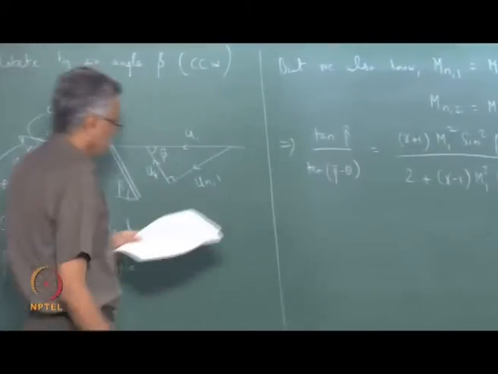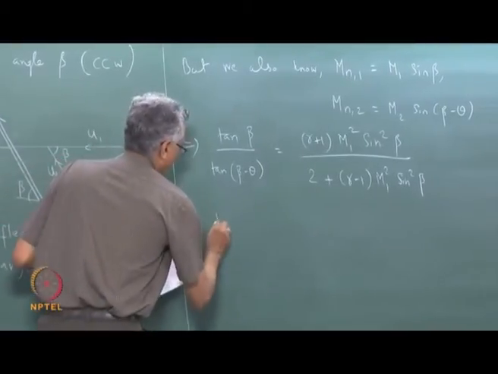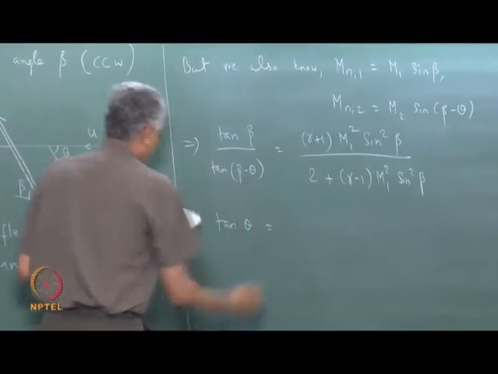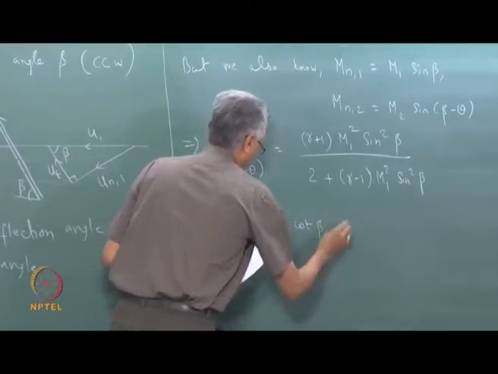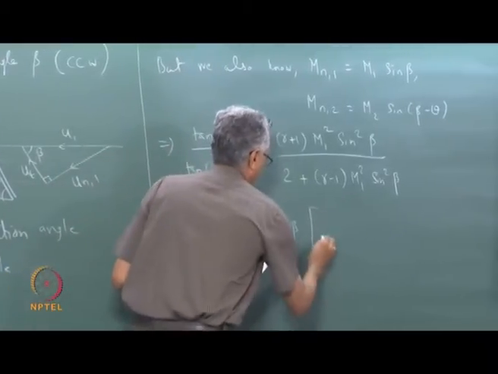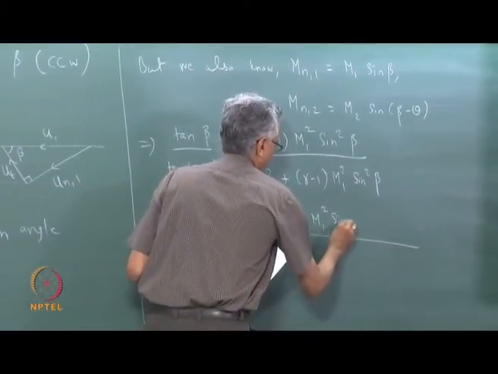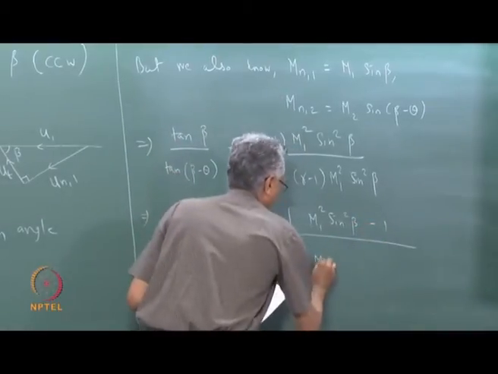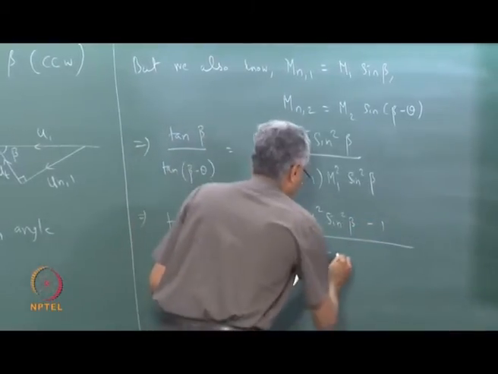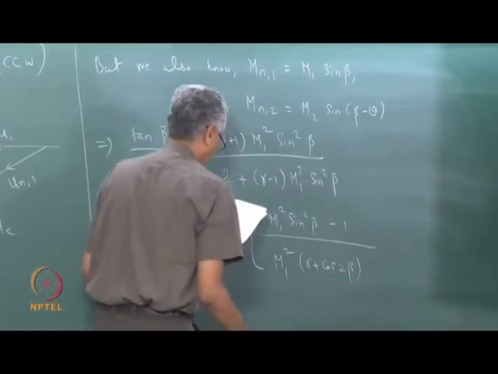It is easy to rewrite this slightly. In fact, it is better to rewrite this slightly like this. Just simple rearrangement gives you tan theta equal to 2 cotangent beta times (M1 square sin square beta minus 1) divided by (M1 square times (gamma plus cosine 2 beta) plus 2).